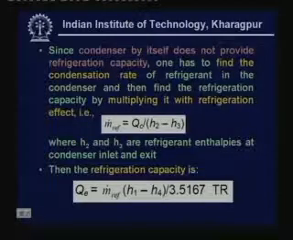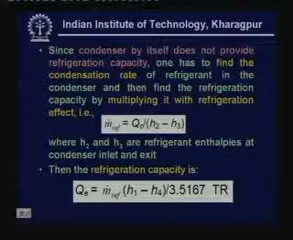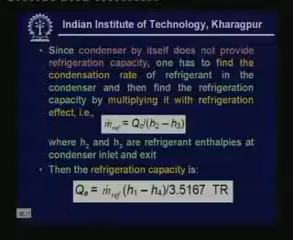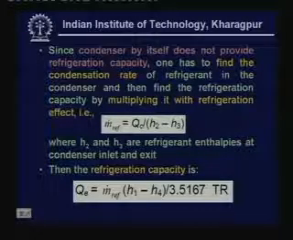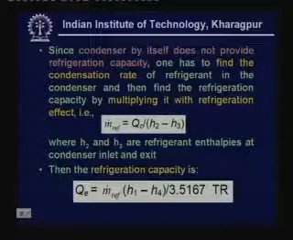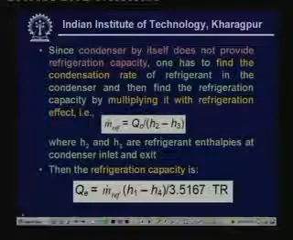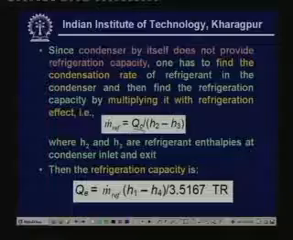However, the condenser by itself does not provide refrigeration capacity. So one has to find the condensation rate of refrigerant in the condenser and then find the refrigeration capacity by multiplying it with the refrigeration effect. That means first we have to find out Qc, which is the heat transfer rate in the condenser.